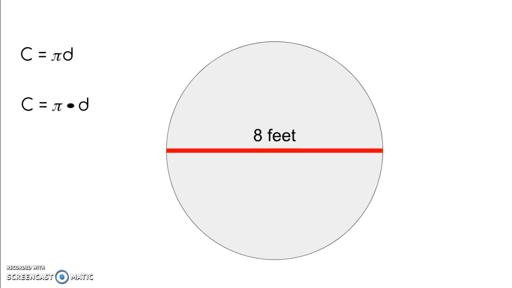Just like every other equation, we're going to substitute for what we know. Well, we know that pi stands for 3.14. We know that the diameter equals 8. So we're going to multiply those two. Now remember, when you multiply, you do not line up the decimals. You line up the numbers. So 3.14 times 8, and we're going to go ahead and get 25.12 feet. That is the distance all the way around this circle. 25.12 feet. That's how you find the circumference. It's as easy as that, guys.